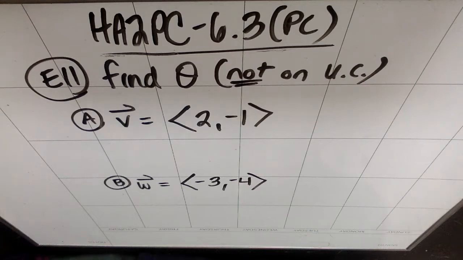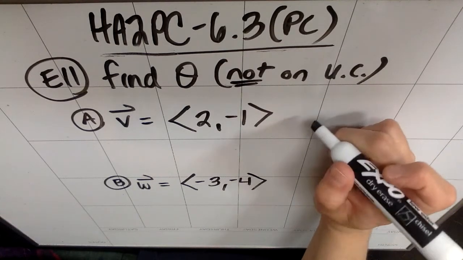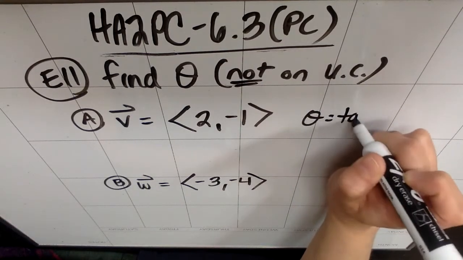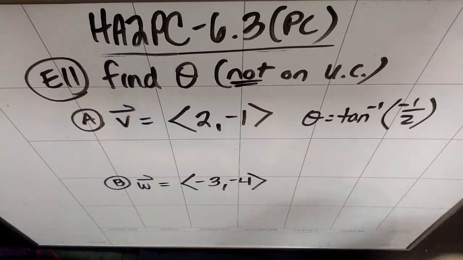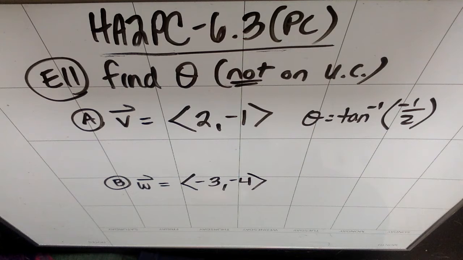So my directional angle, theta, is going to be the inverse tangent of the y on top of the x, right? So negative 0.5. So I'm going to put that on my calculator right now.